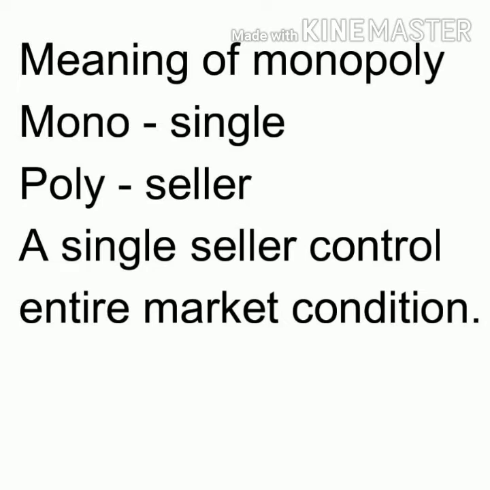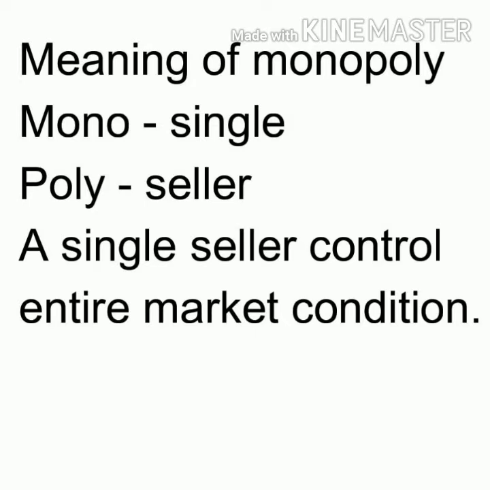That's what we call monopoly. What is monopoly? A single seller controls the entire market structure. That's what we call monopoly market. Is it clear? So monopoly is derived from the two Greek words, mono and poly. Mono means single and poly means seller. A single seller controls the entire market condition. That's what we call monopoly market.